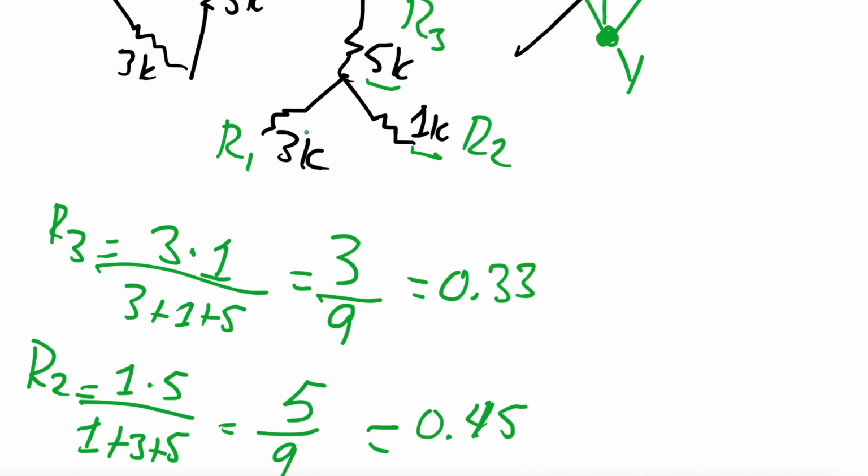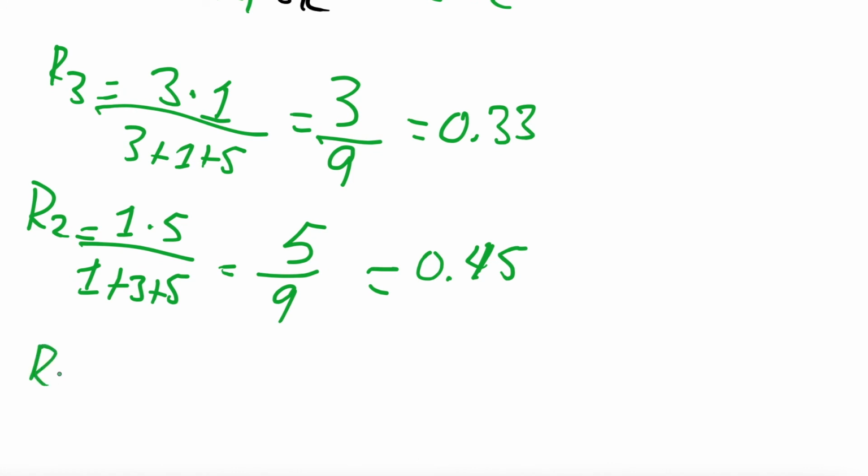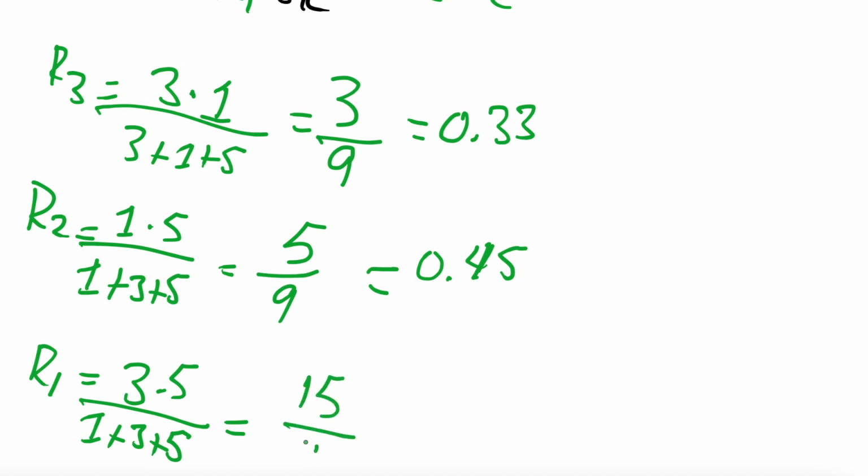Then we're going to do R1. Well, what is R1 equal to? R1 is equal to 3 times 5 divided by 3 plus 5 plus 1, right? Because R1 times R3. So R1 is equal to 3 times 5 over 1 plus 3 plus 5, which is the sum of all the resistors. So essentially we get 15 over 9, which is equal to 1.6 kiloohms, right?